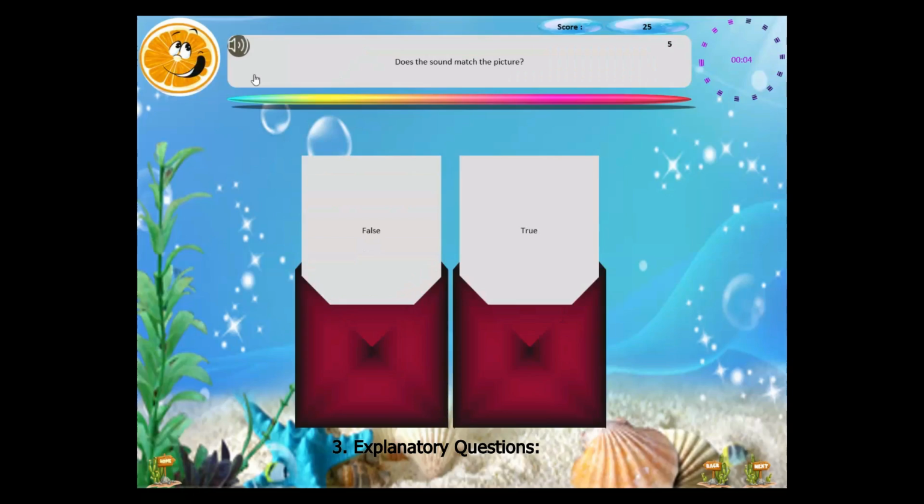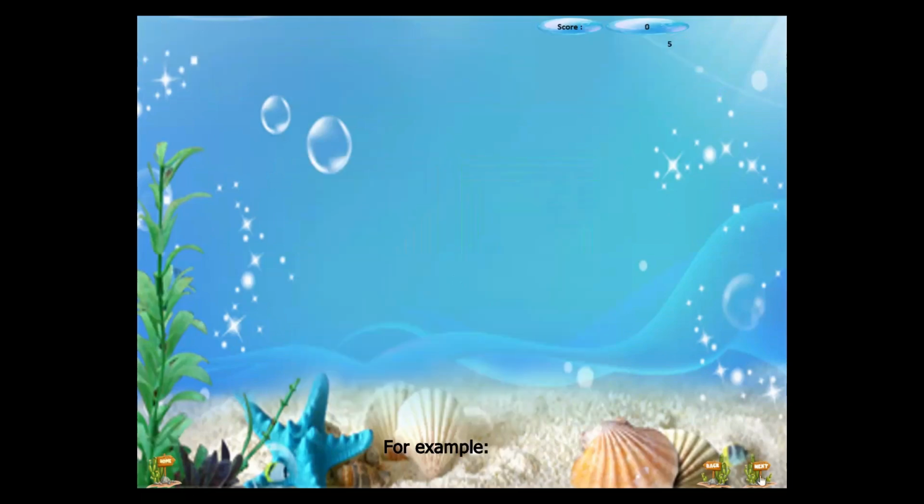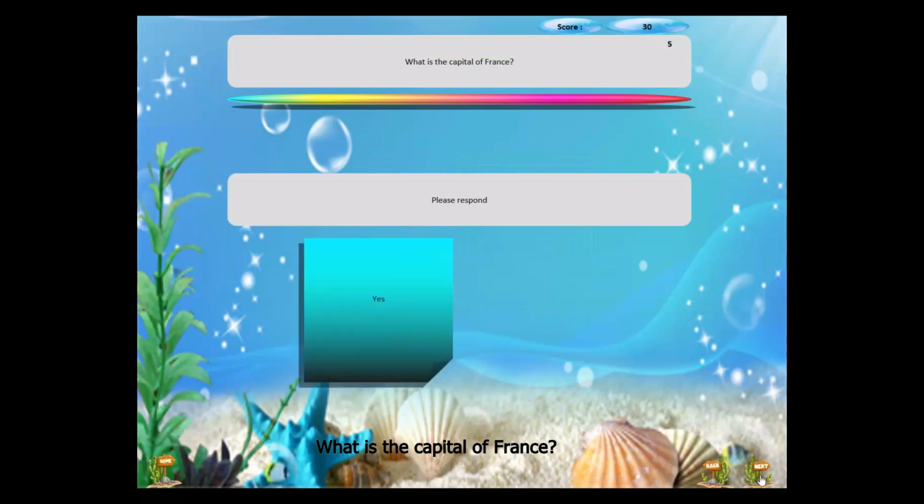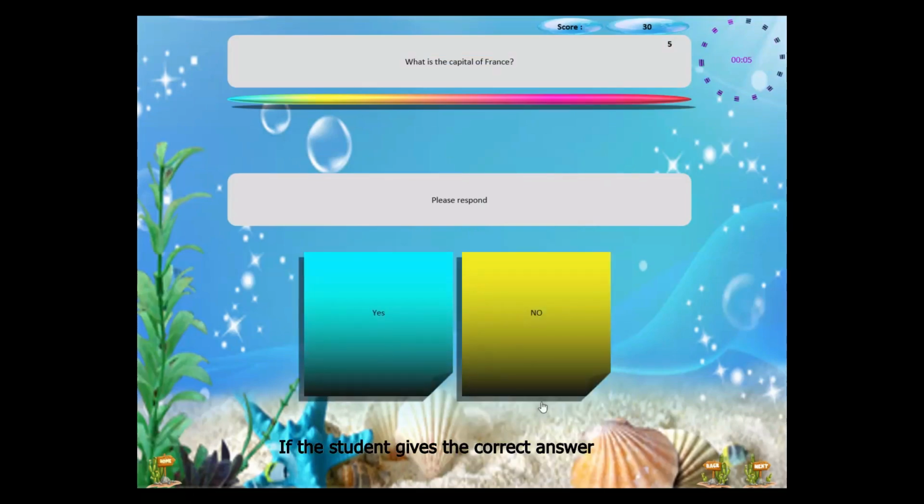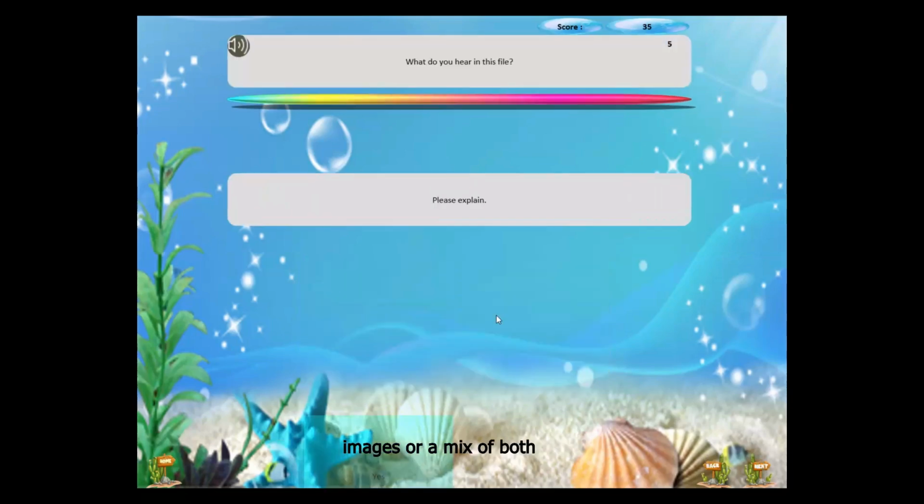(3) Explanatory questions. In this type, students must provide a written or verbal response. For example, what is the capital of France? If the student gives the correct answer, the teacher can select yes. Otherwise, they choose no. This method can also incorporate audio, images, or a mix of both.